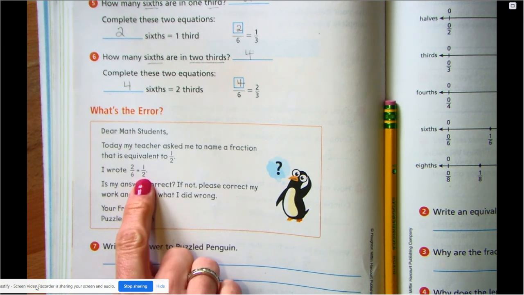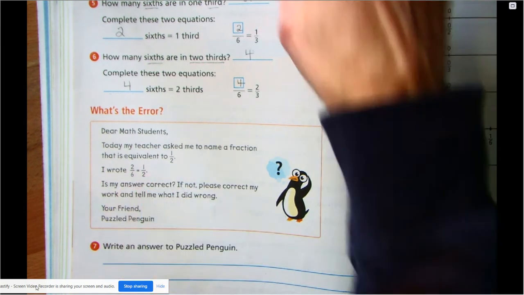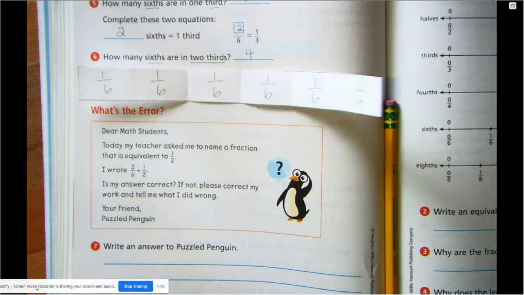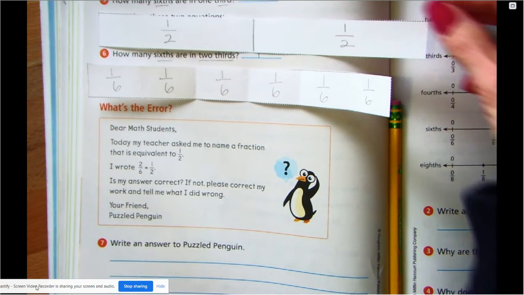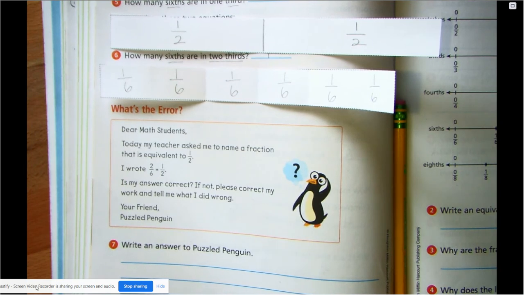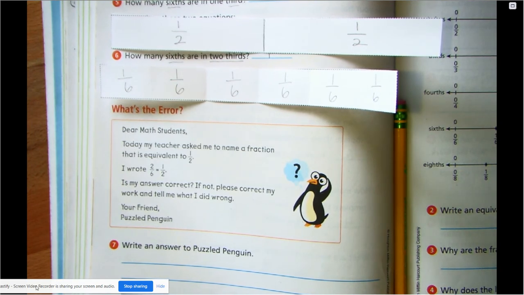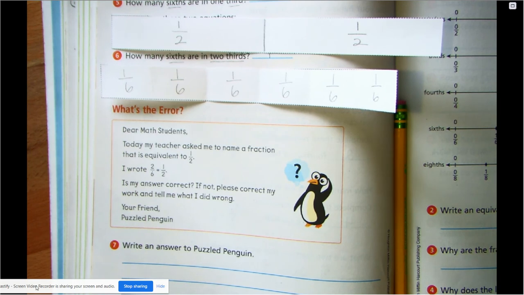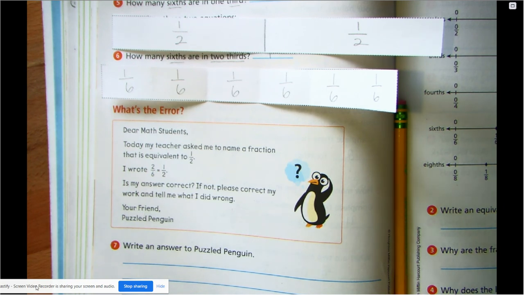So let's get our halves and our sixths. I'm going to compare those. Okay, there are my fraction strips. You can grab yours. Now, is he correct? What do you notice just by looking at that on your own?